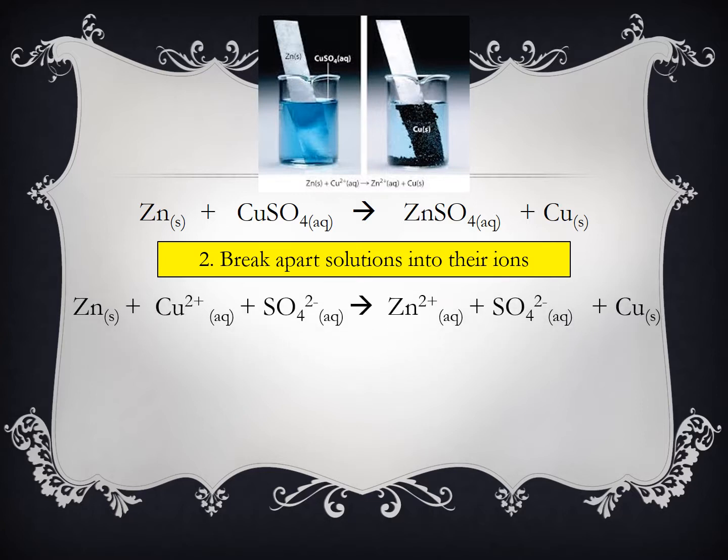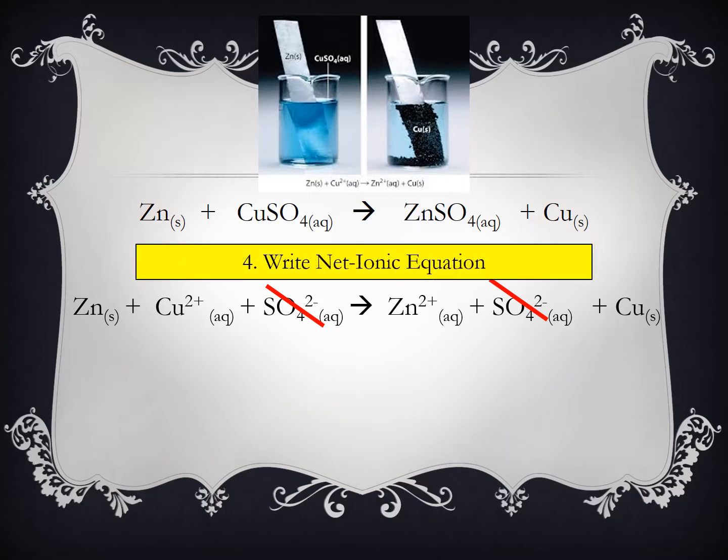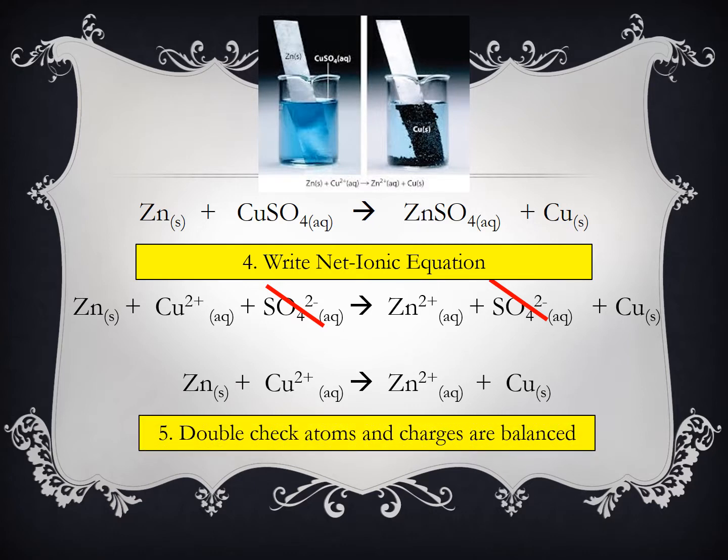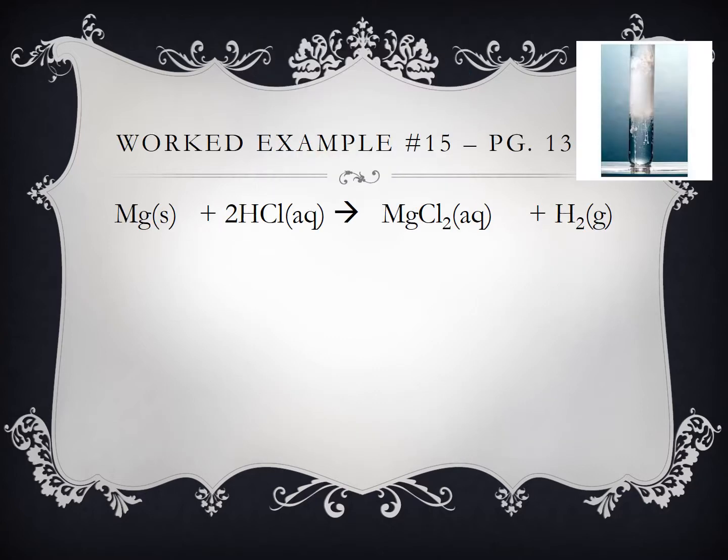So you can see here, we separated the aqueous solution: copper and sulfate, and zinc and sulfate. You cross out the spectator, so sulfate doesn't matter because there's no change in state. They stay in aq. And then you bring down everything else to get the balanced equation. Double check the balancing and everything's 1 to 1, so that's good.